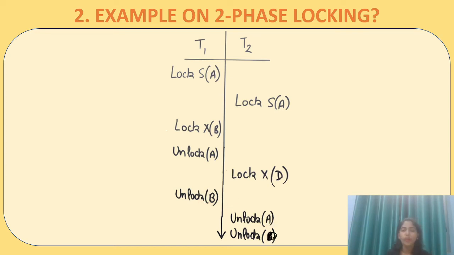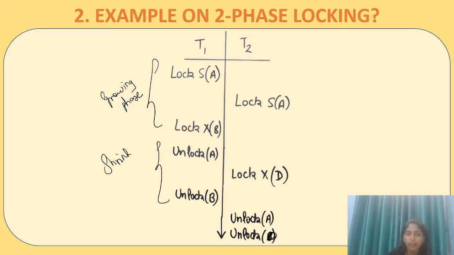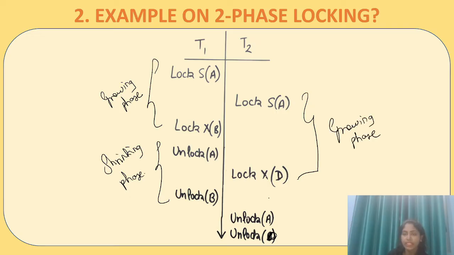So where is the lock point now? These acquiring stages are called as what? Growing phase. Locks are only acquired, so it is a growing phase. And when the locks start getting released, they are called as what? Shrinking phase. Similarly here, T2 is acquiring the locks, shared lock and exclusive lock on A and data item D. So this is called as the growing phase of transaction T2. And when it starts unlocking the locks on A and D, it is called as shrinking phase.